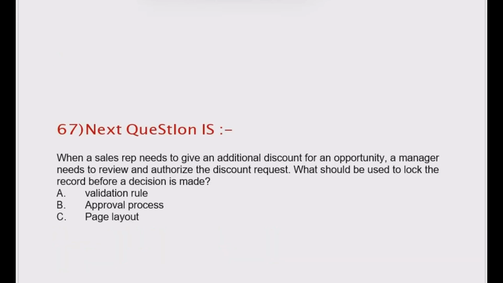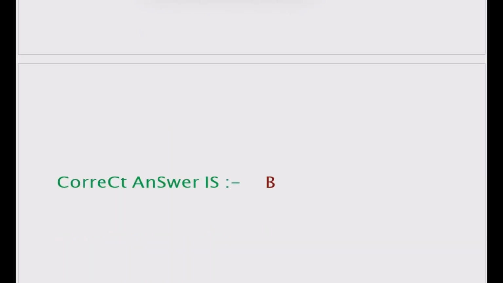Question is, when a sales representative needs to give an additional discount for an opportunity, a manager needs to review and authorize the discount request. What should be used to log the record before a decision is made? Option A. Validation rule. Option B. Approval process. Option C. Page layout. Correct answer is option B.